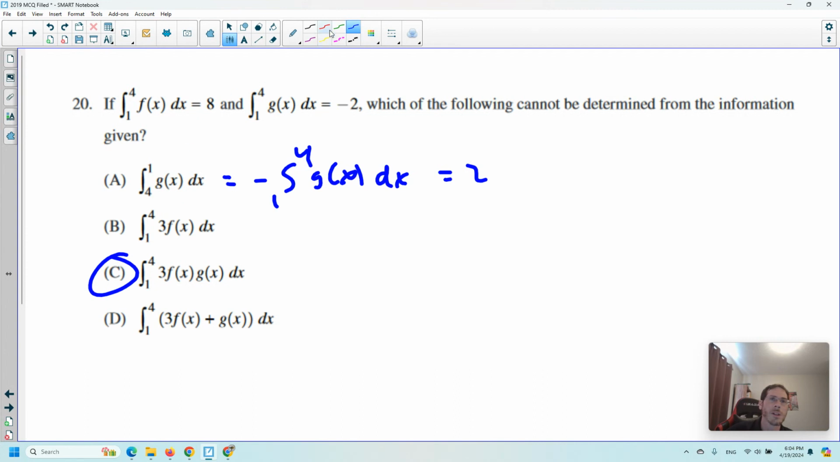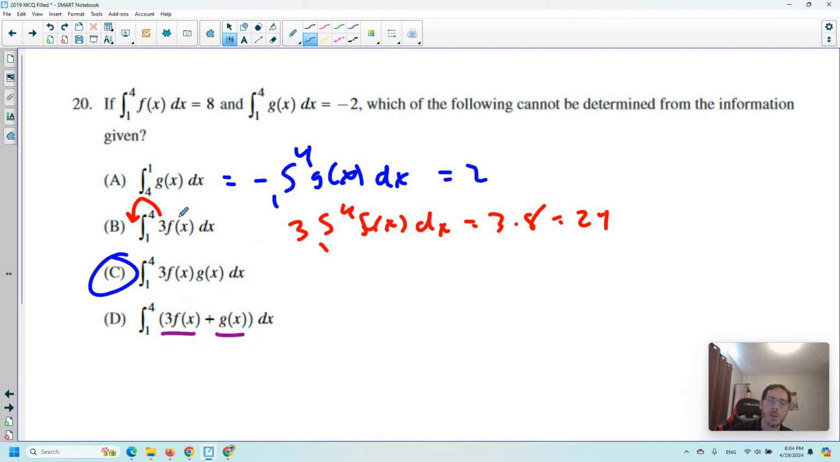This one, we can bust the 3 out front. So 3 times the integral from 1 to 4 of f of x dx is 3 times 8, which is 24. And then for d down here, we can actually split these up. We already said that we could do this one. That one was 24. The integral from 1 to 4 of g of x is given, so that's plus negative 2.